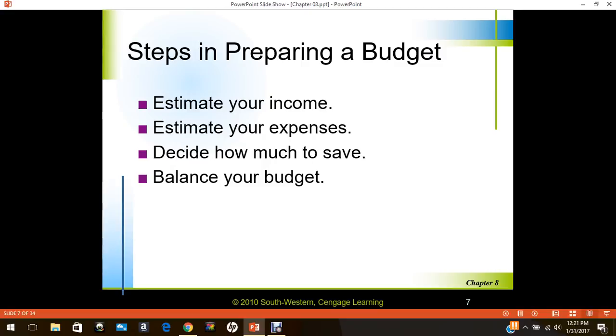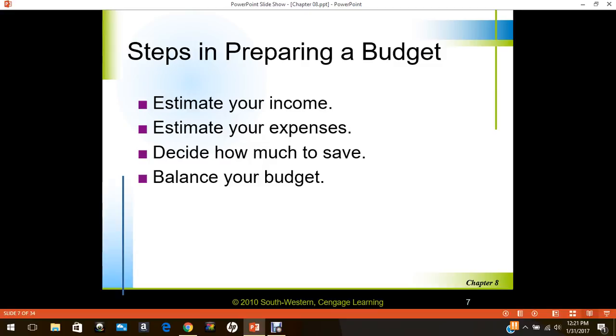Now, the next thing you want to do is estimate your expenses. The expenses are the money that you will need for day-to-day purchases, for things like lunch or fees or personal care items or any other type of expense that you may encounter. You then want to decide how much to save. A lot of times after you estimate your expenses, you will find out that you have money left over. You want to decide how much of that money you're going to save.